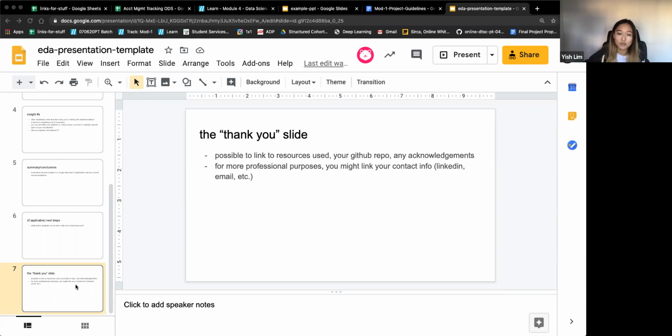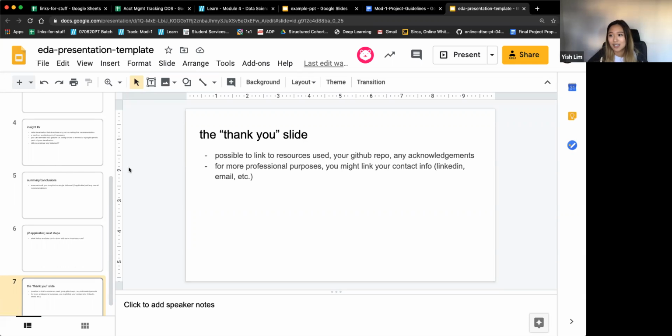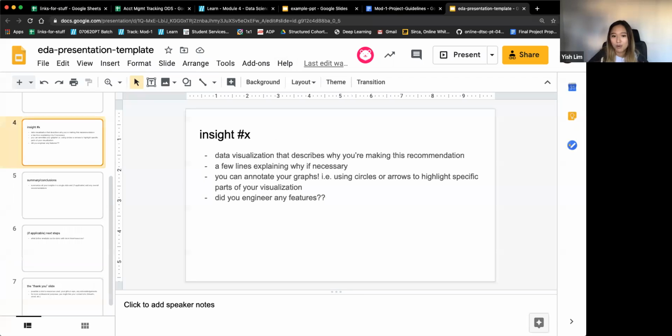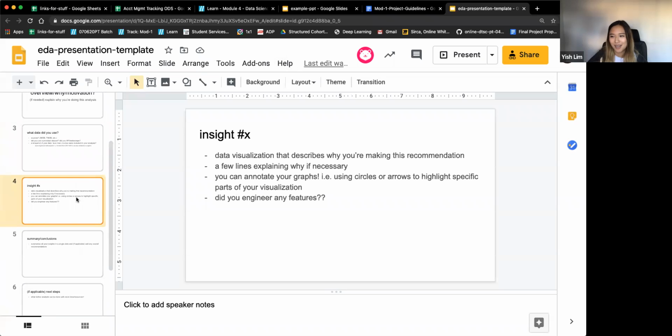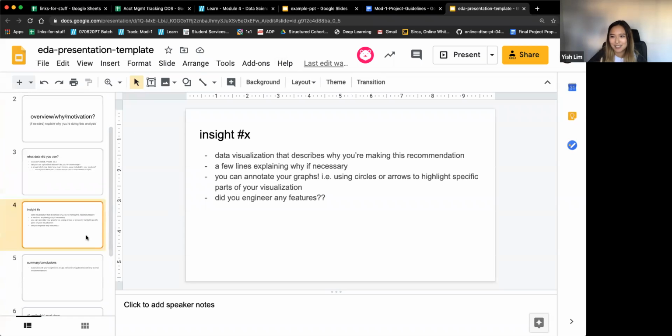And so the structure will be a little bit different, where instead of insights, it'll be talking more about their modeling process, or, I'm about to say a bunch of words that might not make sense, like hyperparameter tuning or model evaluation, things like that.